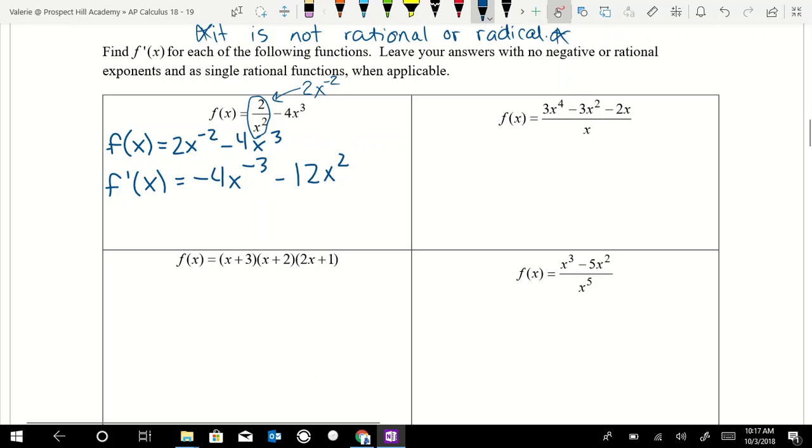Right, and now the directions say leave your answers with no negative or rational exponents and as a single rational function when applicable. So we don't want any negative exponents, so let's rewrite this. f prime of x equals negative 4 over x cubed minus 12x squared.